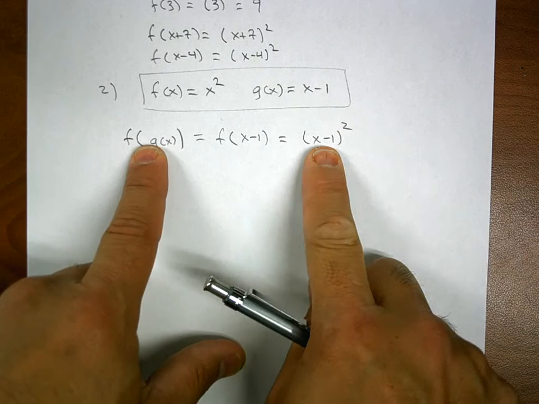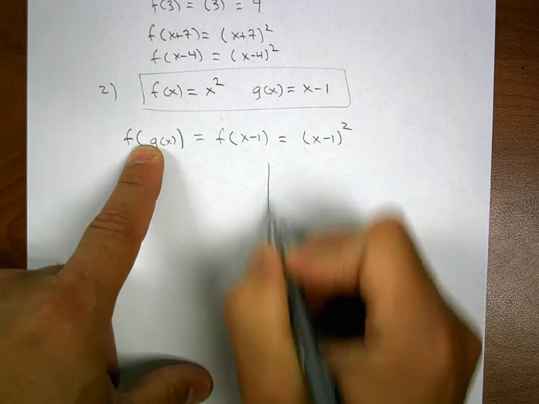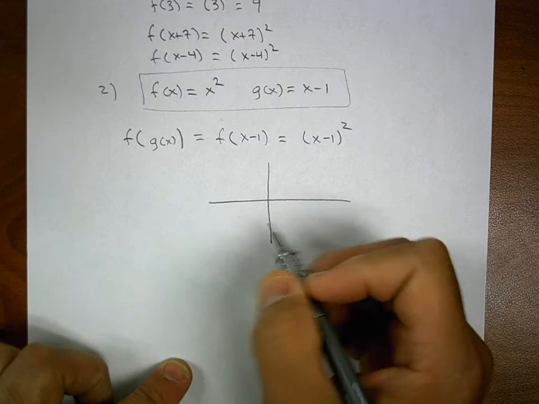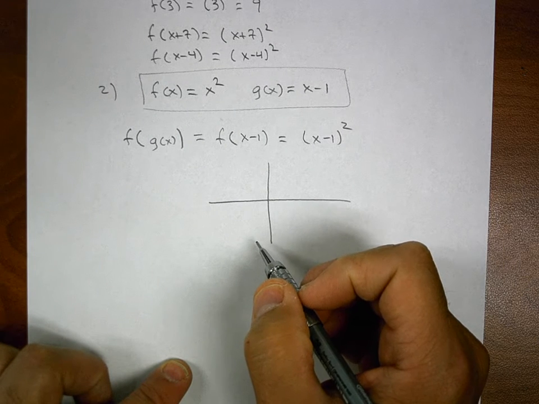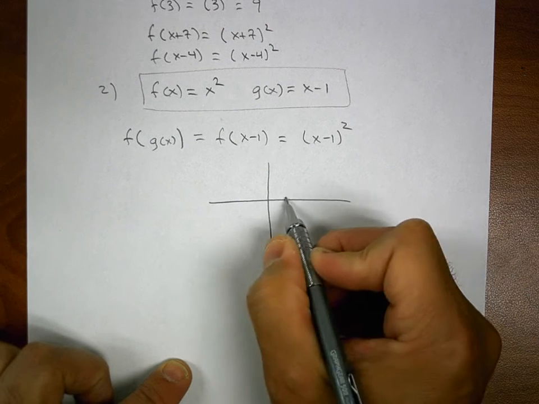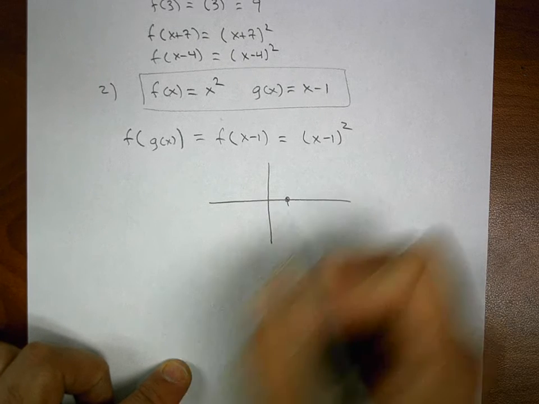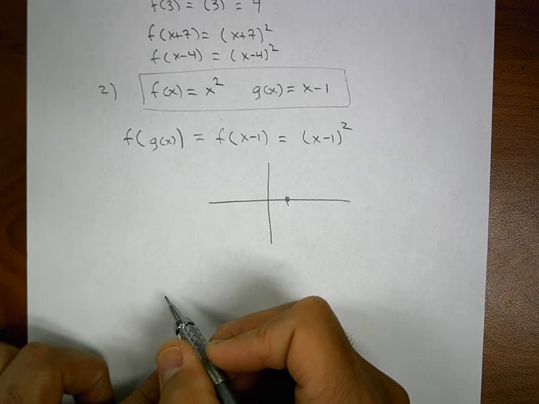So y equals this. Well, we just did a million of those. Let's graph the parabola. Which way does it shift? 1 to the right. Does it go up or down any? No. 1 to the right. There's our vertex, shifted 1 to the right.